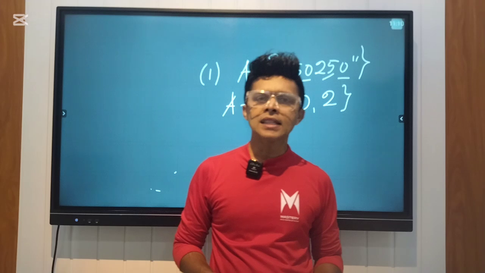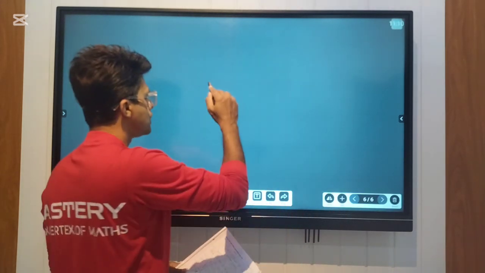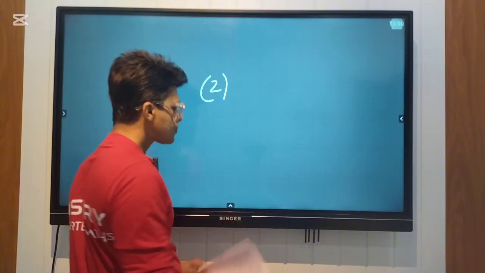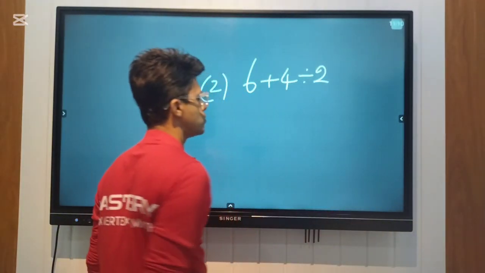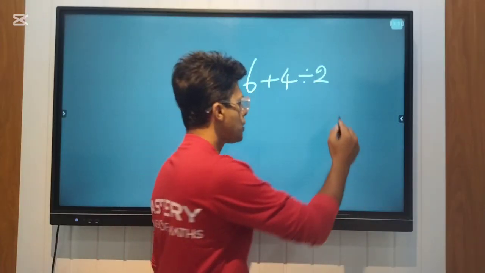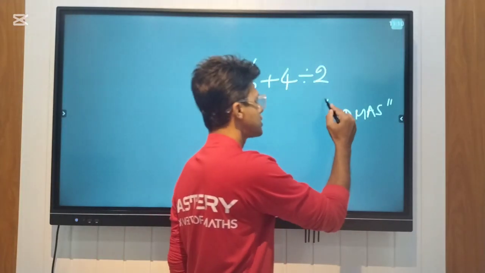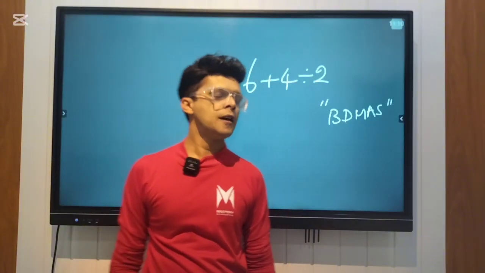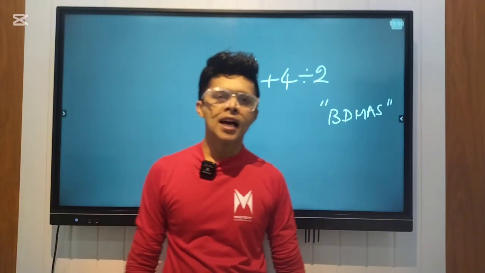You know what the second question is? The second question is 6 plus 4 divided by 2, right? So you need to apply the BODMAS system. BODMAS method should be applied in terms of getting the answer here.